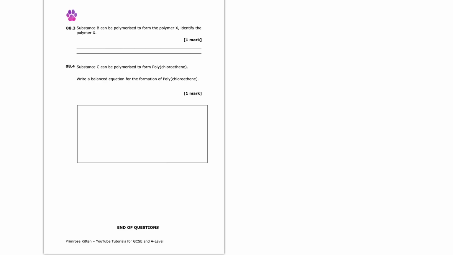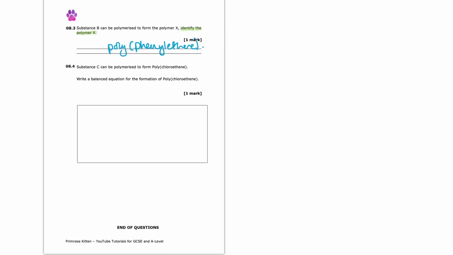Okay, so here we're told that substance B can be polymerized to form polymer X, and we're asked to identify the polymer X. So here they just want us to identify it, which means they just want us to name it, basically. So the first thing to do is to name what that monomer is that they have, okay? And that monomer would be phenylethene, okay? So the polymer version of that is going to be polyphenylethene. So just make sure that you're confident in naming substances like B, so that's called phenylethene, and so the polymer would just be polyphenylethene.